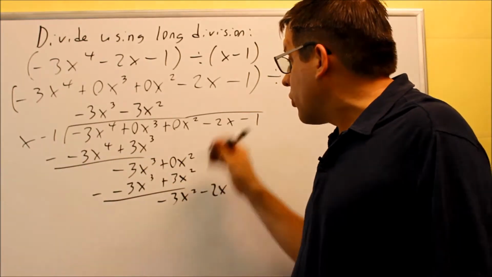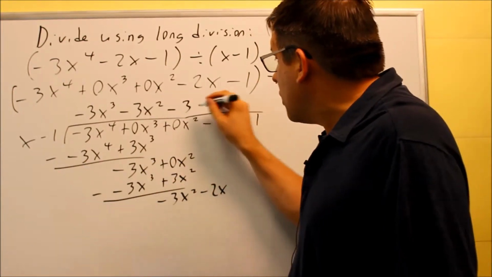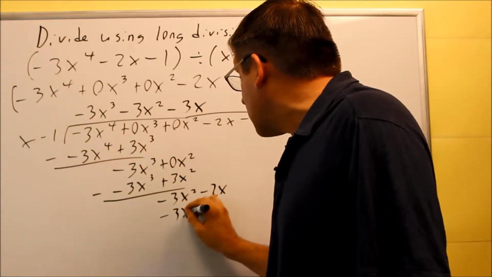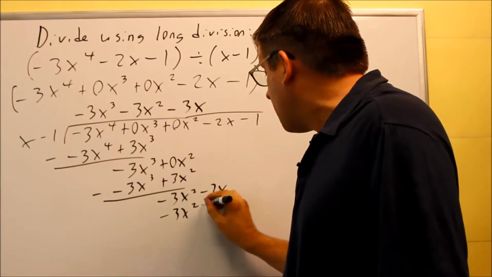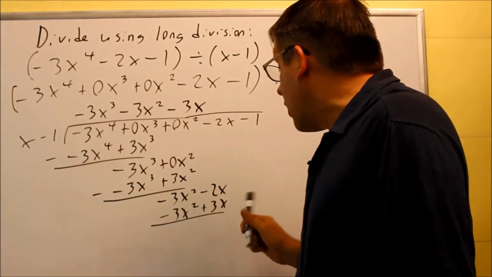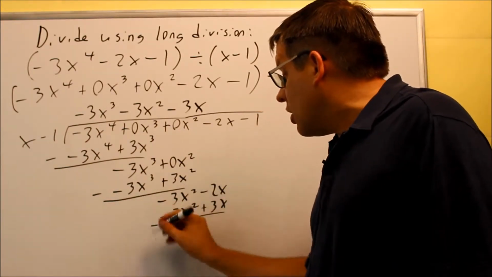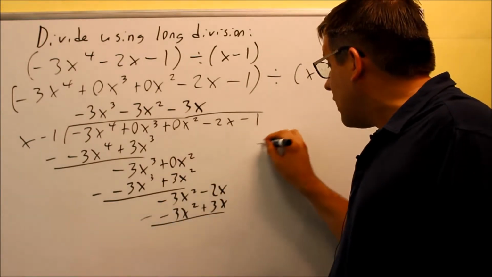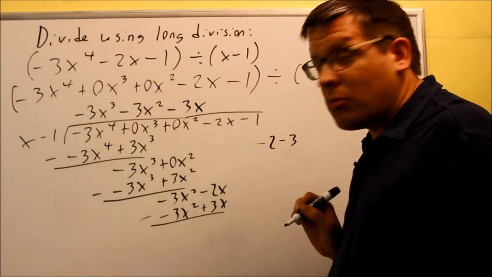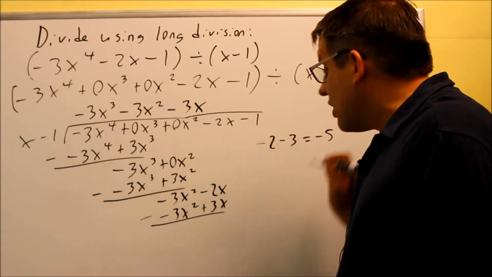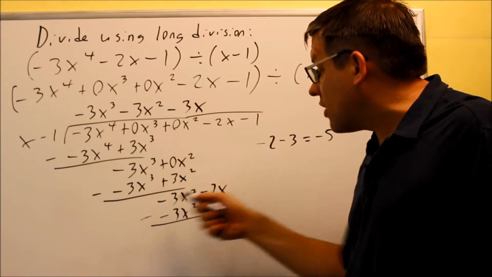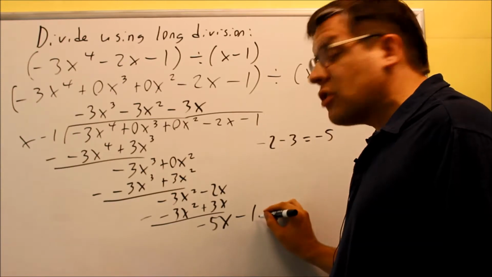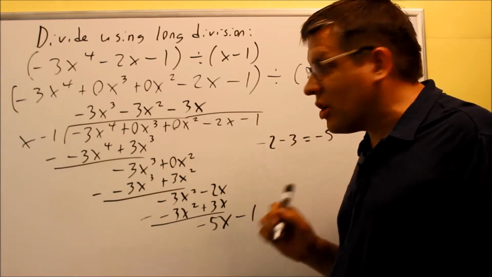X times negative 3x squared, you'll need a minus 3, just x only. Negative 3 times the x is negative 3x squared. Negative 3 times negative 1 is plus 3x. So now I'm subtracting these two. You get nothing for the first two, but here we're doing negative 2 and you're subtracting 3 from it down here, and you get negative 5. So be careful. Negative 2 minus 3 is negative 5x, and we bring down the last one, and the minus 1 goes down there. We do one more step.